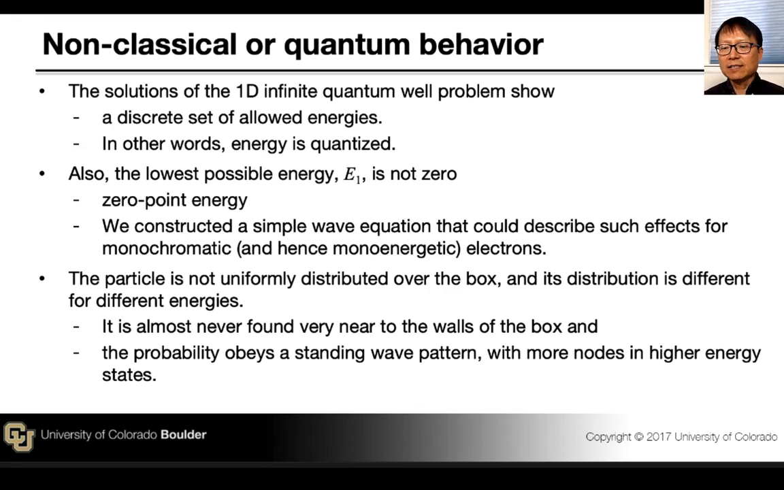And also, lastly, the particle is not uniformly distributed throughout the well. As you can see, the wave function is described by sine functions, which have antinodes and nodes. And therefore, if we take the absolute value squared of the wave function, which represents the probability of finding an electron at certain positions, it is not uniform. So the electron distribution inside a box, inside a potential well, is non-uniform, which, once again, is a non-classical behavior.